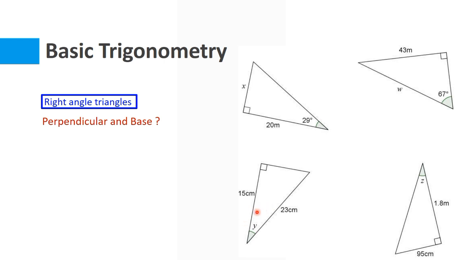Similarly, in this example, this angle y is actually our reference angle. So the side which is adjacent to this angle, and it is adjacent to the 90 degrees, would be the base. So the 15 centimeter side is the base, this line is the perpendicular, and this line, the 23 centimeter line, is the hypotenuse, and this is the same for all others.